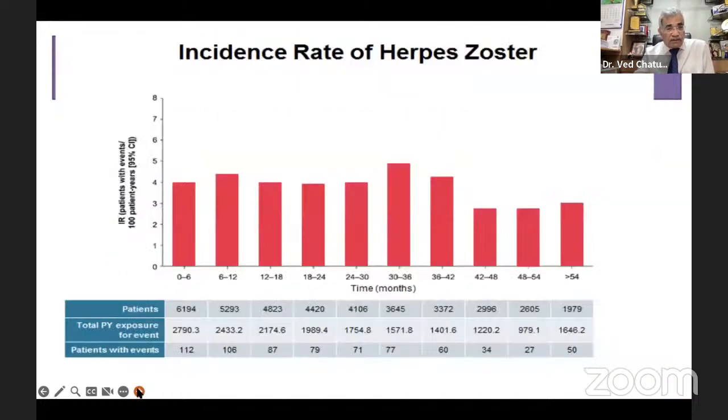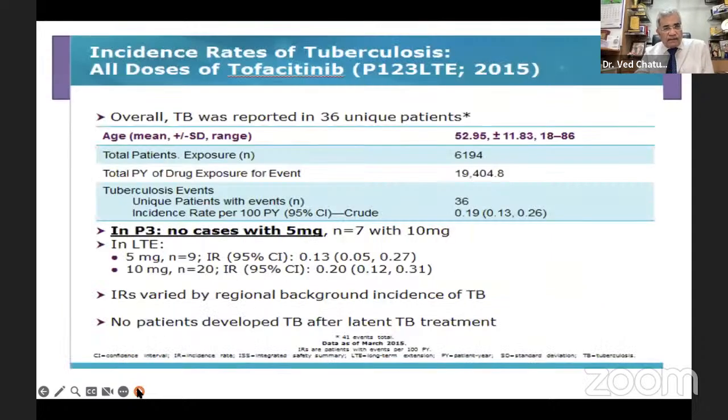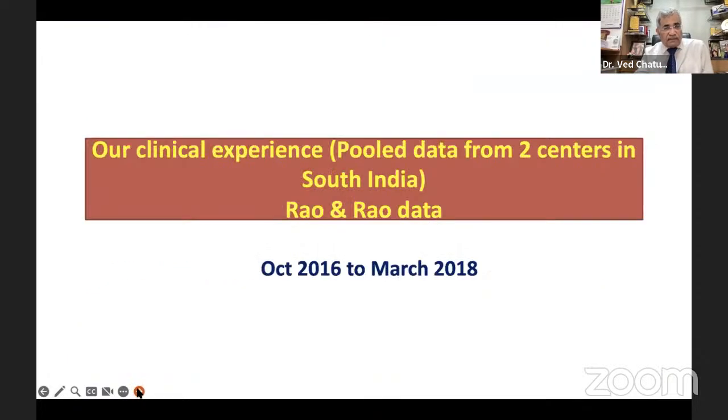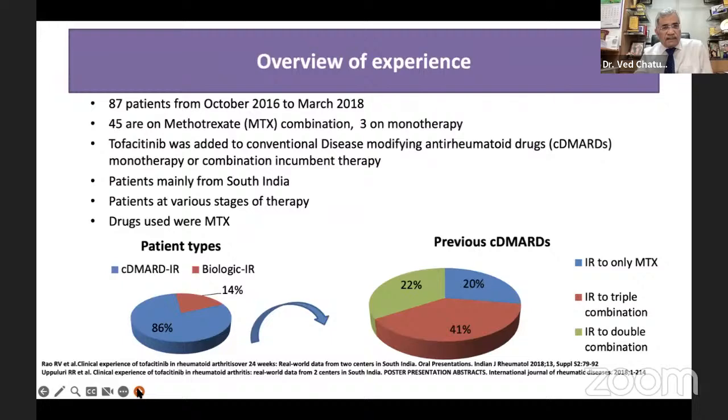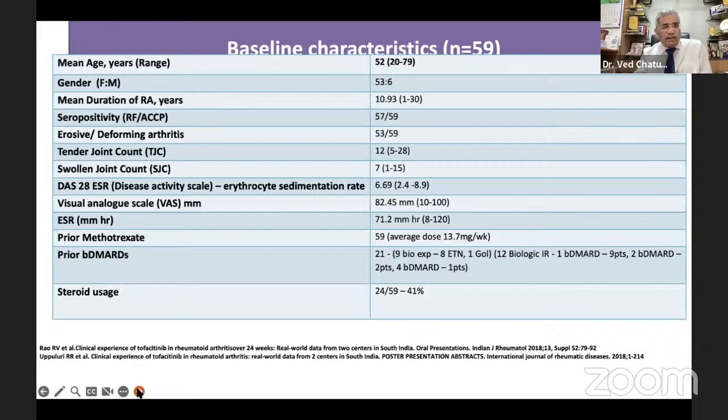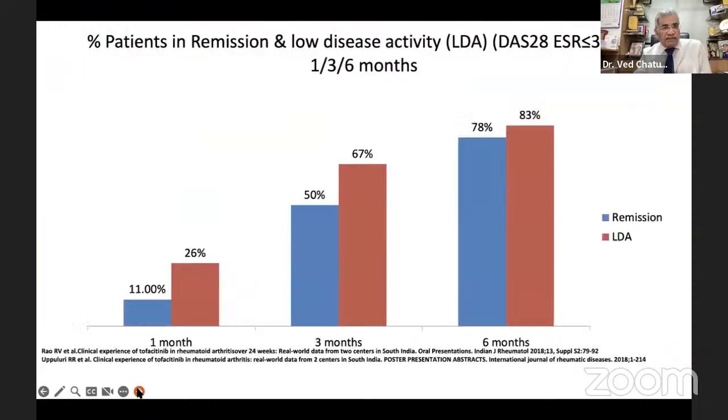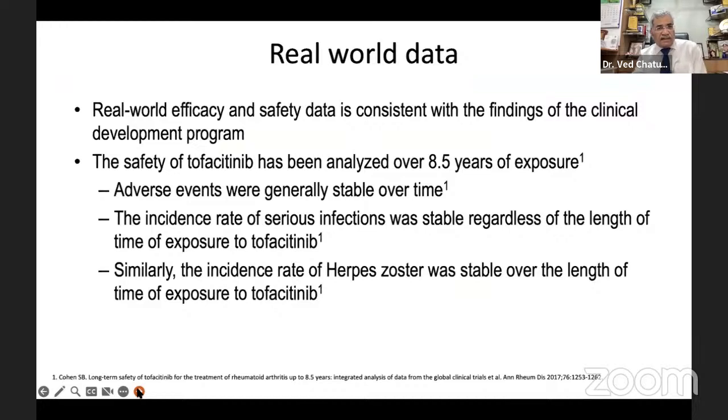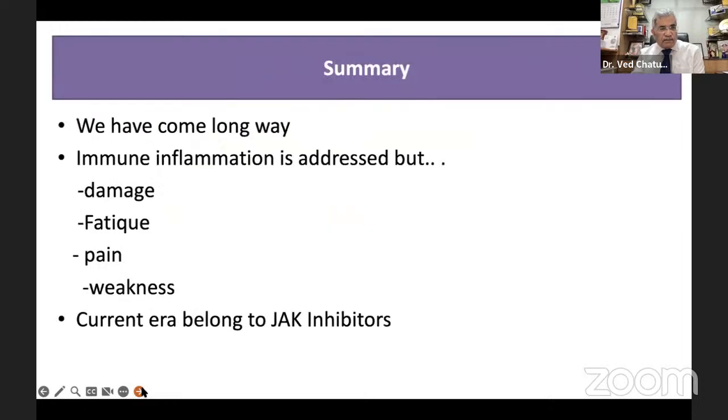I'll come to the side effects. You must remember one side effect, that is herpes zoster. Especially JAK inhibitors can cause tuberculosis less often, and sometimes they can cause thrombotic episodes. This is an Indian study in 2018 that says our experience is that they are well tolerated, and the incidence of tuberculosis is also minimal. In this table of real world data, generally they are stable, serious infections are less, and herpes zoster still remains the concern. So we must explain to the patient.